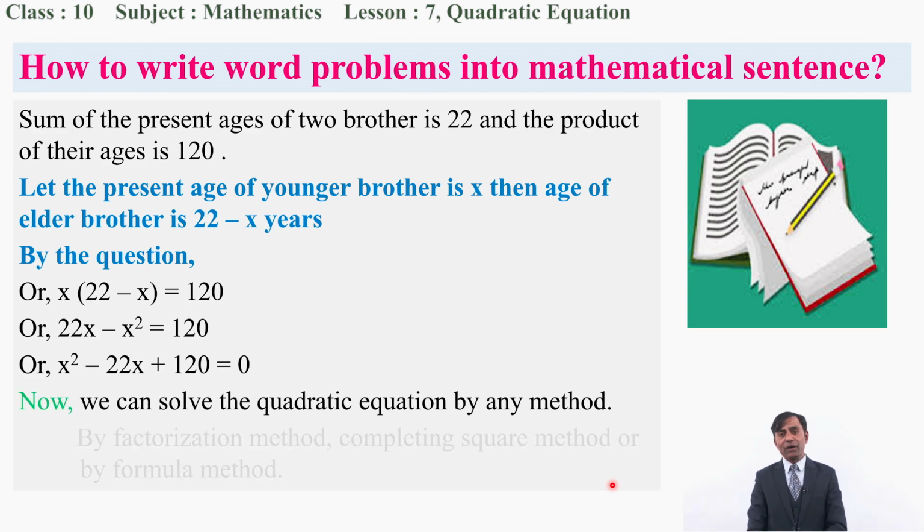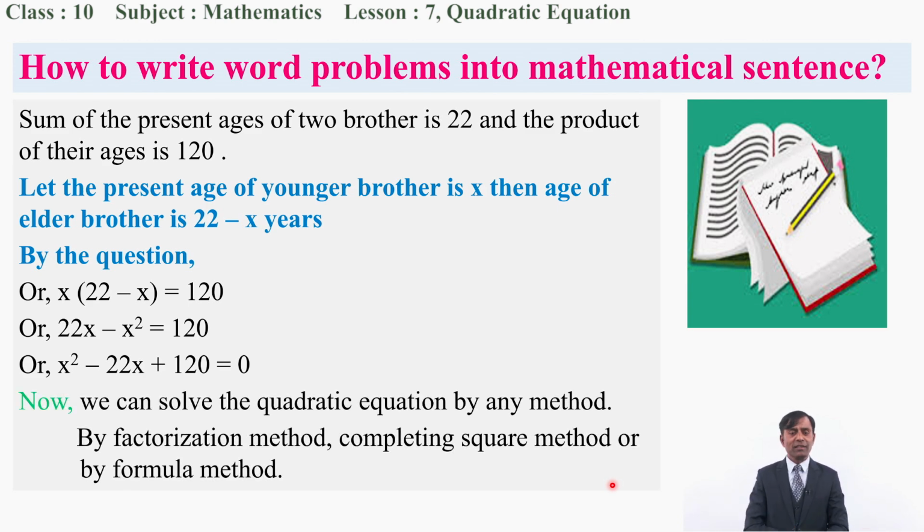So now you know the methods to solve the quadratic equation. We can solve it by the factorization method, or by the completing square method, or by the formula method. This is your option. We can do it by any method, because the method is not mentioned. Just find the value of the variable. It means the age of the younger brother is x, and the age of the elder brother is 22 minus x.